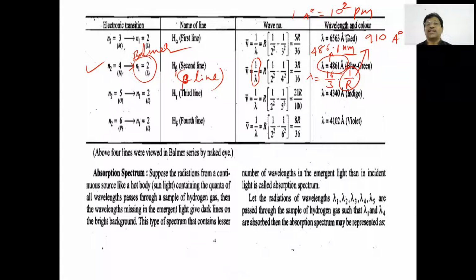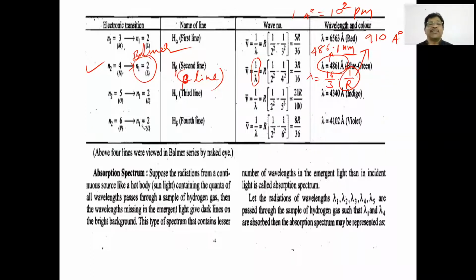100 picometers. 100 into 486.1. In this way, we can take the values. Is that clear? So in this way, we can calculate the lambda value from Rydberg's equation.